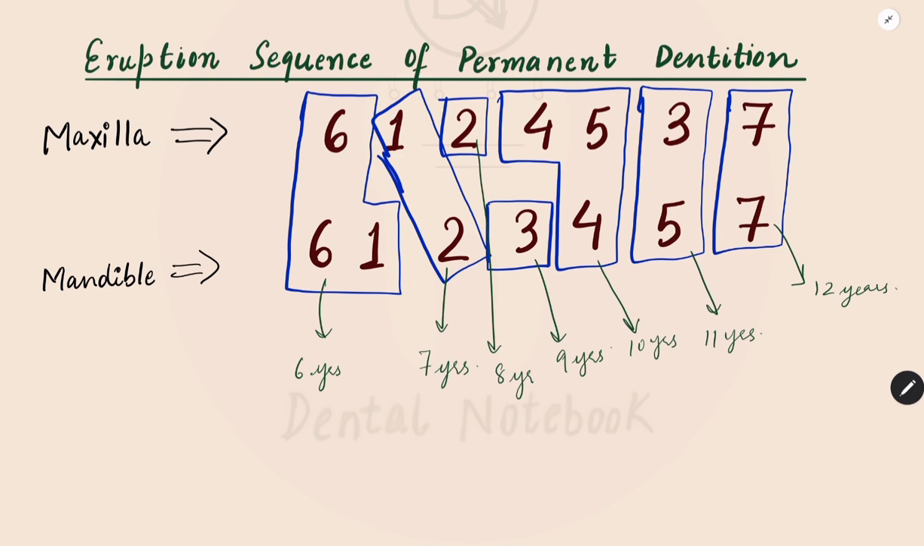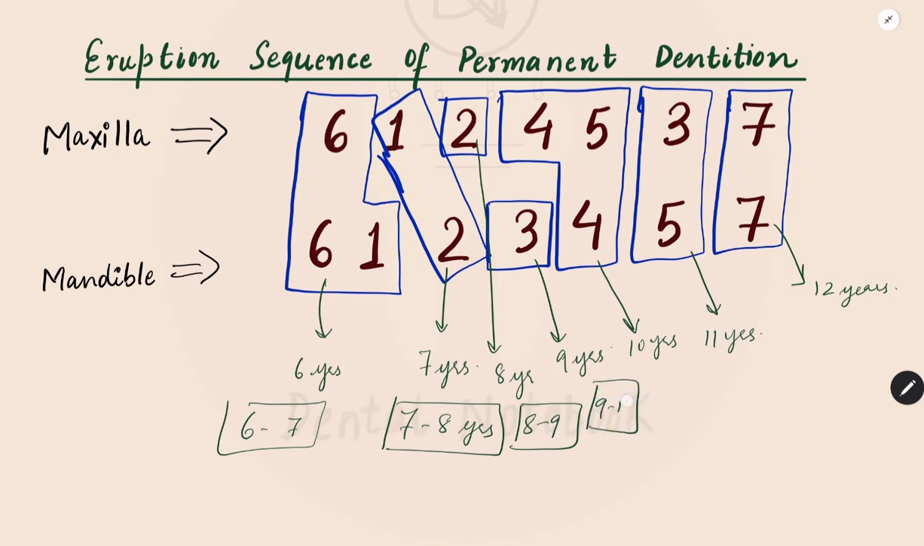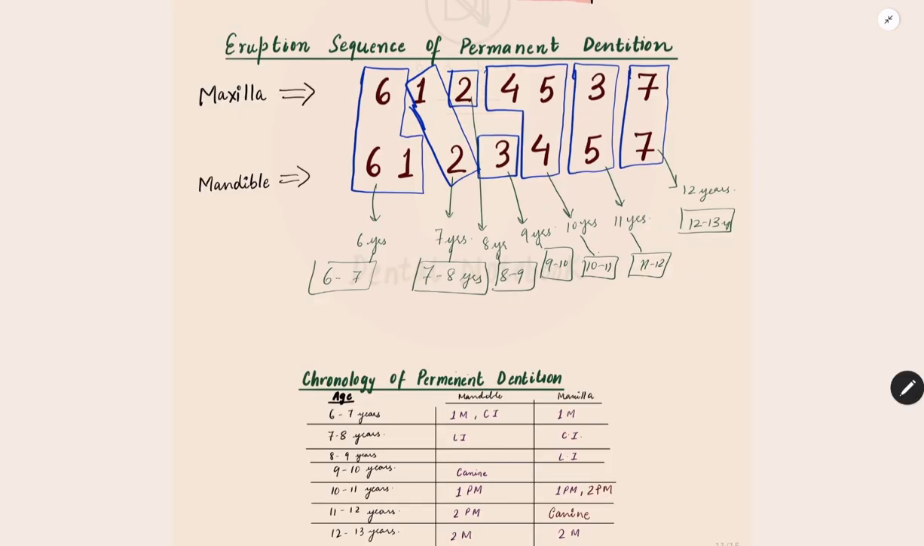So the age ranges would be from 6 to 7 years, from 7 to 8 years, from 8 to 9 years, from 9 to 10 years, from 10 to 11 years, from 11 to 12 years, and from 12 to 13 years. These are going to be the ranges of each tooth here. By this you can get a clear-cut vision of which teeth develop in which year. So let's see the chronology.